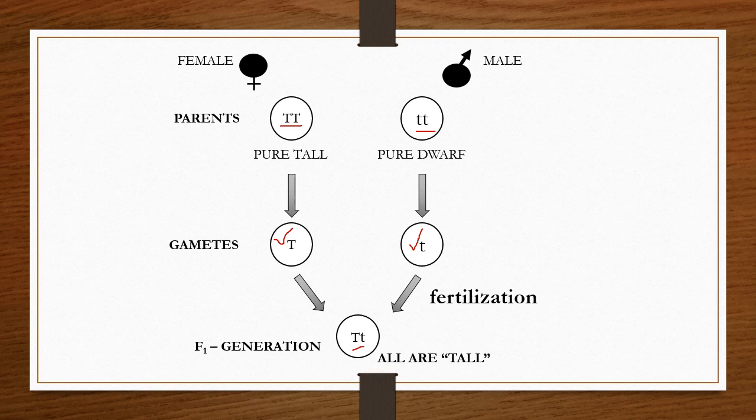In this F1 generation, only one factor, that is gene, is expressed, that is the capital T character. That character is called dominant, and which is hidden, not expressed, is called recessive. So this recessive small t character is expressed during the F2 generation. All this we discussed in the previous slide.